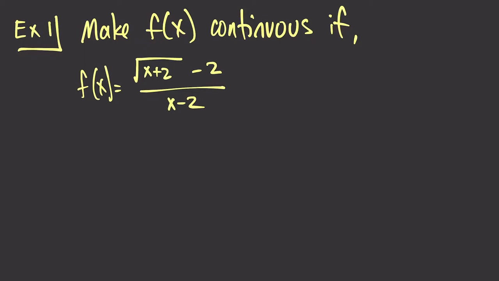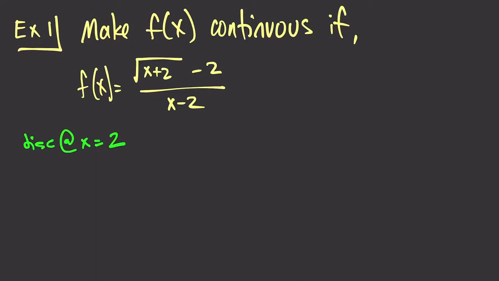All right, so let's dive right in here to our first example. I want to make f of x continuous, if f of x equals (square root of x plus 2, minus 2) all over (x minus 2). So again, if it asks you to make something continuous, you know it has discontinuity. It's going to have discontinuity where that denominator is equal to 0. Well, I don't need to write out an equation to determine that it's got discontinuity when x is 2. So what do we need to do then?